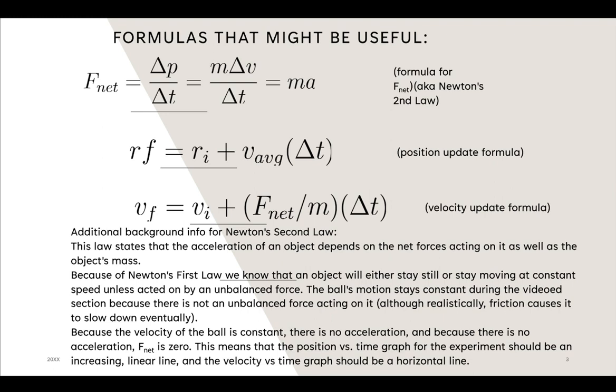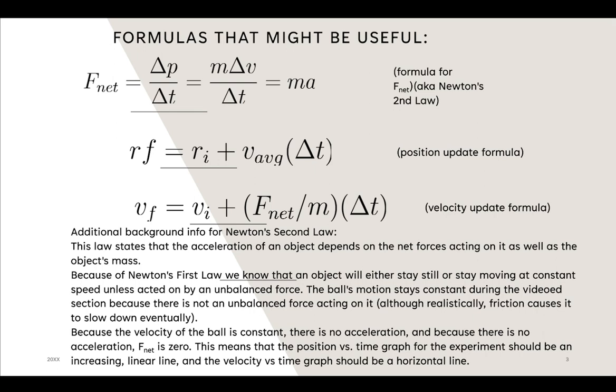And since the change in velocity over the change in time is acceleration, we can simplify the formula to just being mass times acceleration. I also included the position update formula and the velocity update formula because they are useful in creating the computational model and editing the code for GlowScript.